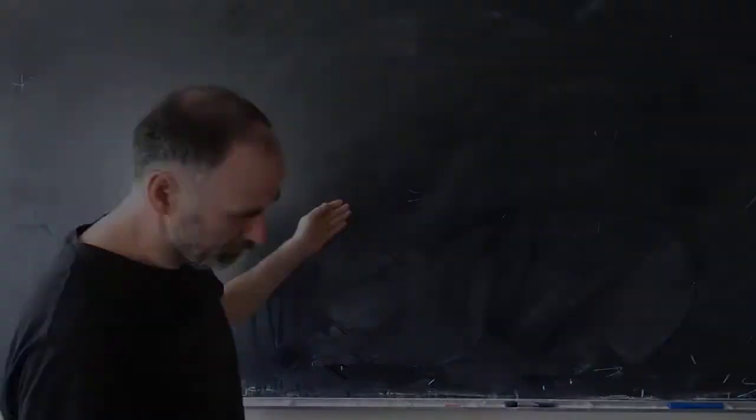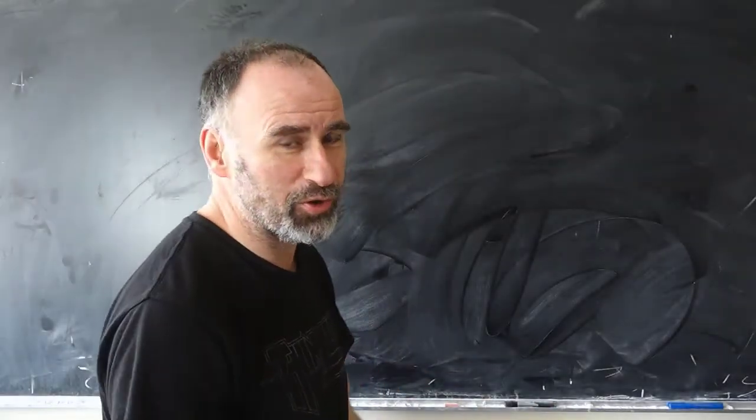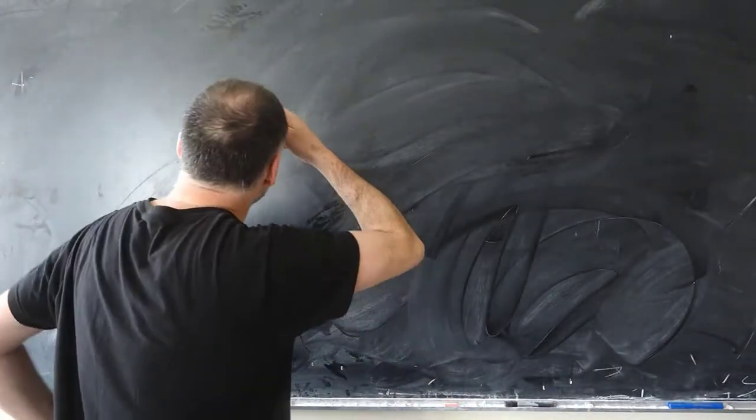Right. A particle with mass m is confined to a one-dimensional simple harmonic potential given by that, where omega is the classical angular frequency. Starting from the classical expression for the total energy, determine the quantum mechanical Hamiltonian operator for the particle. Right, with two contributions, obviously, kinetic energy and potential energy.